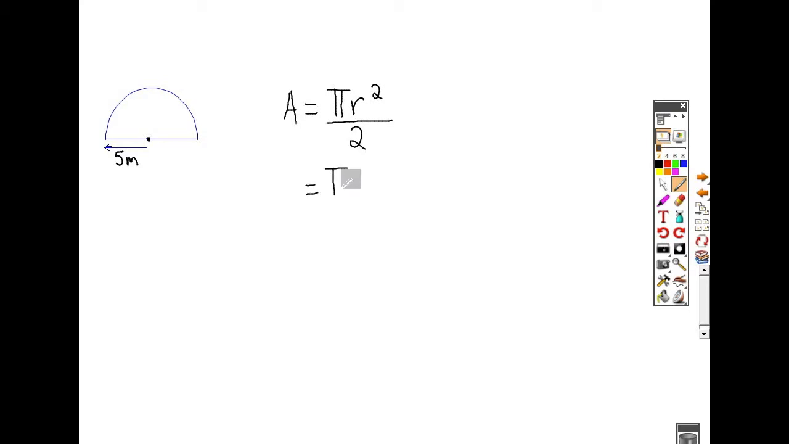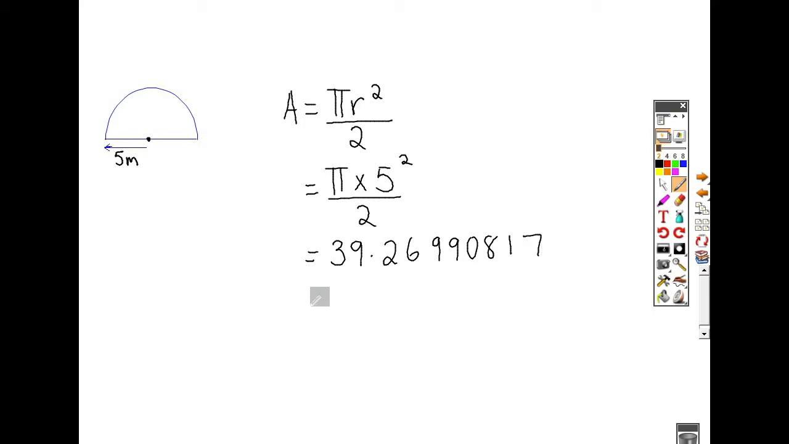Popping in your numbers, we've got pi times 5 squared, all of that divided by 2. If you're putting that into your calculators, you might need to remember that once you put in the pi times 5 squared, press the equals button, because you then want to divide all that by 2, which gives you the answer 39.26990817. Rounded to 2dp, that's going to be 39.27 metres squared.